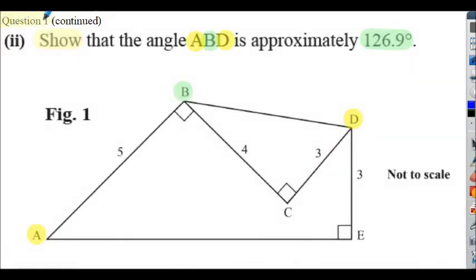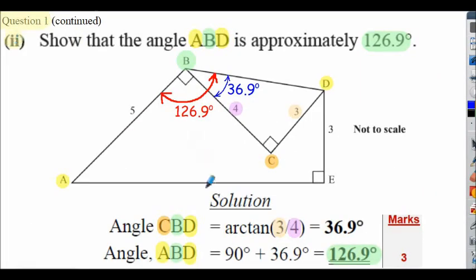Here's question 1, part 2. Trying to find an angle in this particular case. This is the angle we're trying to find, ABD. Solution shown on the following slide. Question 1, part 2. Here's the solution.